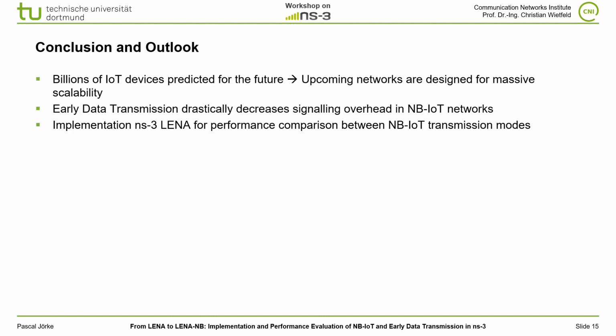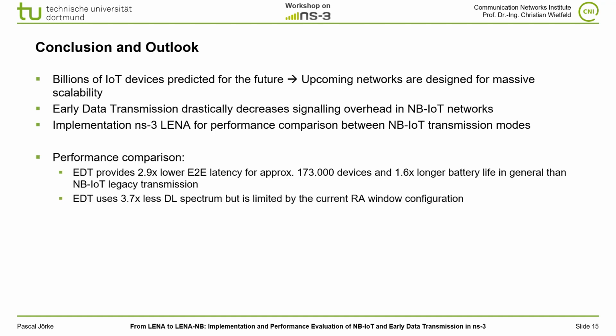Okay, so let's conclude the results of today's talk. In the next few years, billions of IoT devices will require access to communication networks. Therefore, communication networks need to be designed for massive scalability. To face this challenge, 3GPP has introduced in NB-IoT Release 15 a new transmission mode called early data transmission, which promises better spectral efficiency along with better user performance. To evaluate its performance compared to legacy transmission modes, we have implemented NB-IoT for the ns-3 simulation framework and provided a first NB-IoT performance comparison.